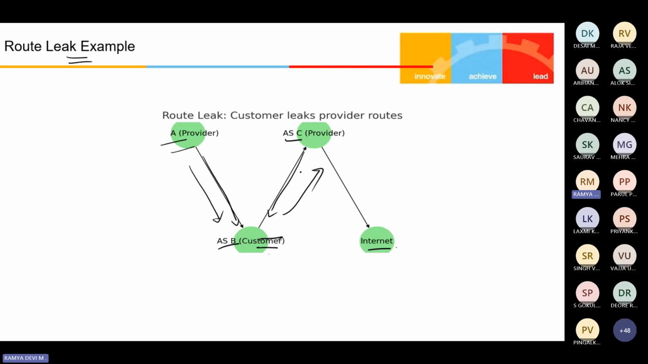So whenever C wants to send data to A, it will be redirected through B. What will happen? Sometimes the autonomous system may not have the capacity to carry that traffic, so congestion will happen, or malicious actors can use the route leaks to get manipulated data, or the traffic will take a longer, inefficient path. So all these things will happen. This is the route leak example.